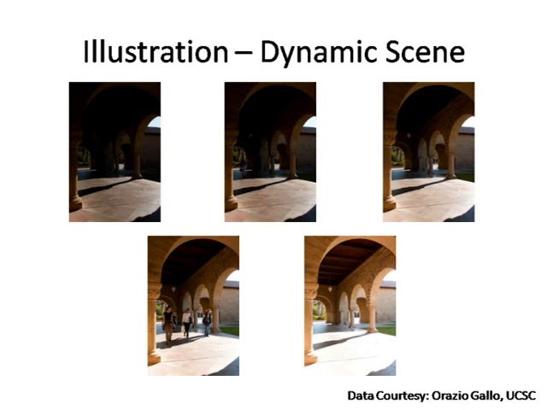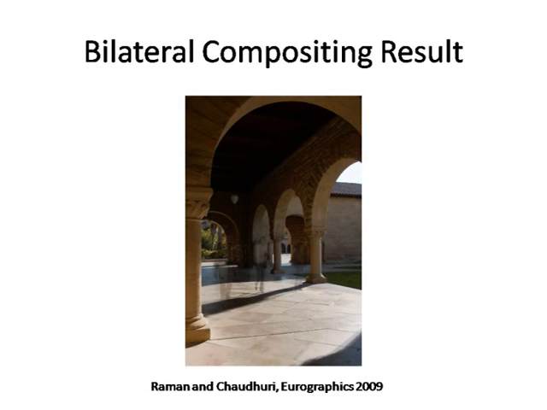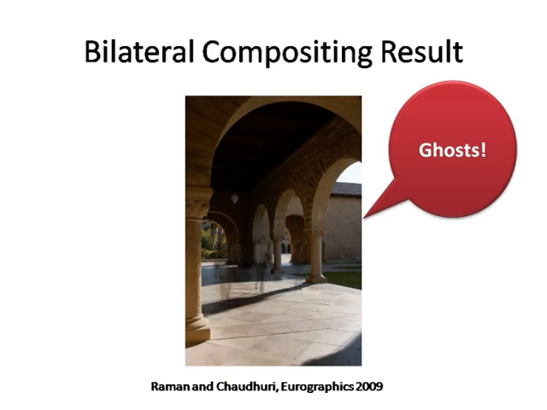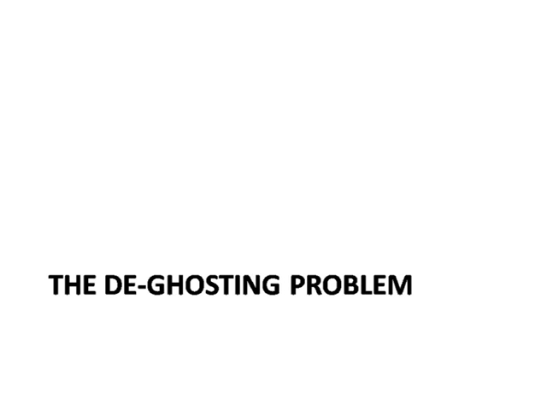Here is another scene, but this one is non-static. Compositing using an existing method yields this result. We can see artifacts in the image caused by moving objects in the scene. These artifacts are popularly known as ghosts. Our objective is to remove these ghosting artifacts. We shall now look at the deghosting problem.